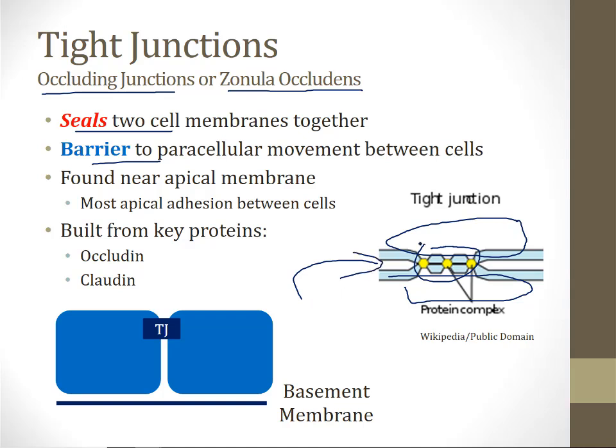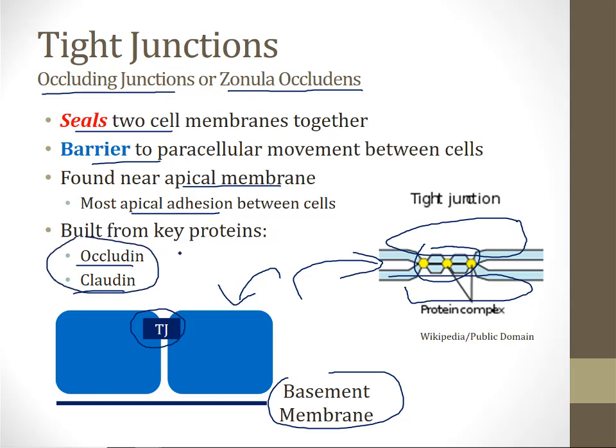These types of junctions tend to be found near the apical membrane. So if you look at my drawing at the bottom of the screen, this is the basement membrane, this is the apical side of the cells, and this is where you tend to find these tight junctions. They are usually the most apical adhesion between two cells. The proteins that make up tight junctions go by names like occludins and claudins. There's nothing special you need to know about these except that they are the major components of the tight junction.